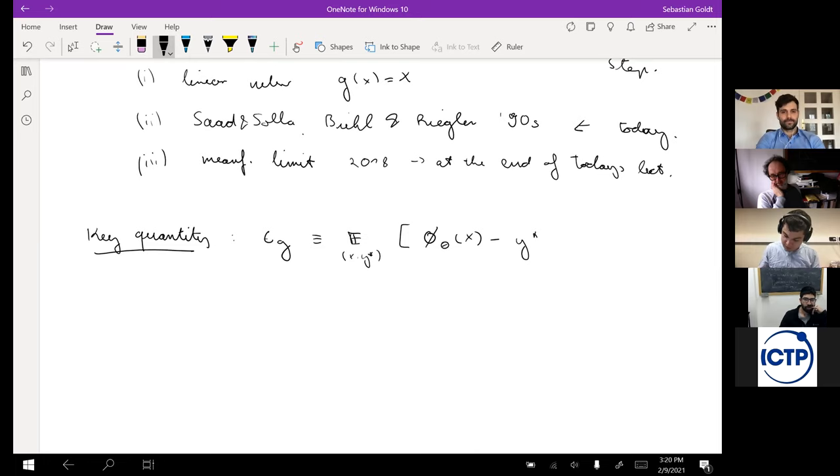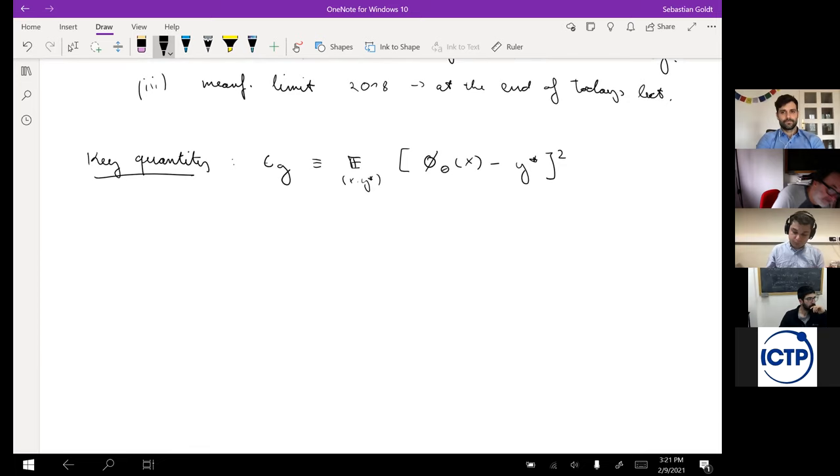Minus the true label, okay? So our goal will be to understand how this depends on time. How does this evolve during training? At the beginning, this will be random guessing, okay? And then during the course of training, this error of generalization will go down. And we want to know, how does it go down? What kind of periods are there? What happens in the neural network when this goes down, and so on?